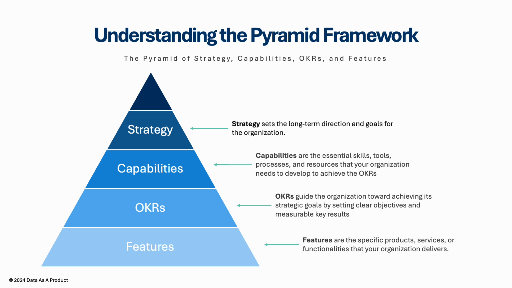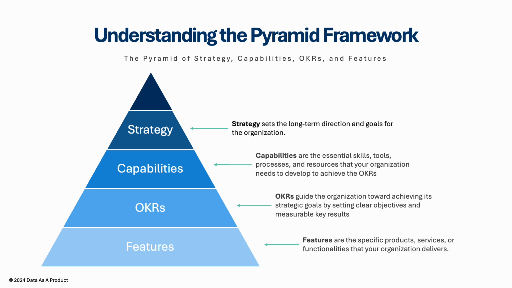Next, we have OKRs. These stand for objectives and key results. This is where the magic happens. OKRs are the mechanism that drive focus and alignment across the organization. By setting clear objectives and measurable key results, OKRs guide the organization toward achieving its strategic goals. But more importantly, they serve as a catalyst for unlocking the capabilities needed to deliver on those objectives.